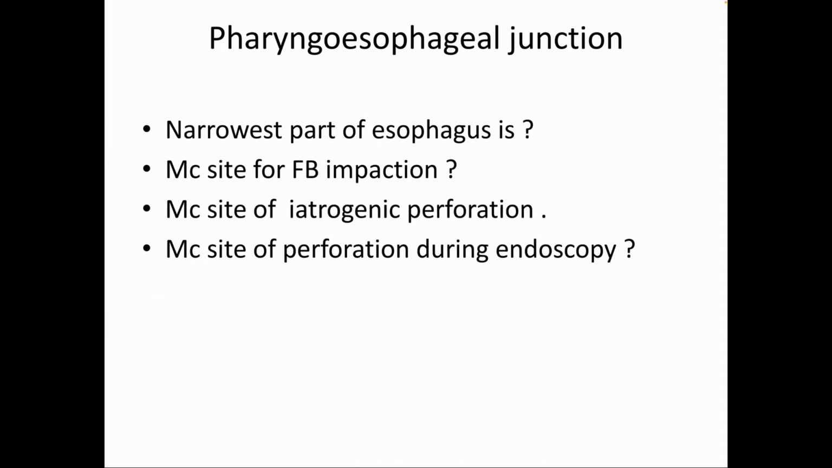Obviously, whatever is the narrowest part of the esophagus, only there will a foreign body get impacted. When we do endoscopy, the narrowest part will be perforated more commonly. So this is the most common site for iatrogenic perforation. And what is iatrogenic perforation? It is nothing but perforation during the endoscopy. So this is the most common site for perforation during the endoscopy. For all these questions, the answer is pharyngoesophageal junction.